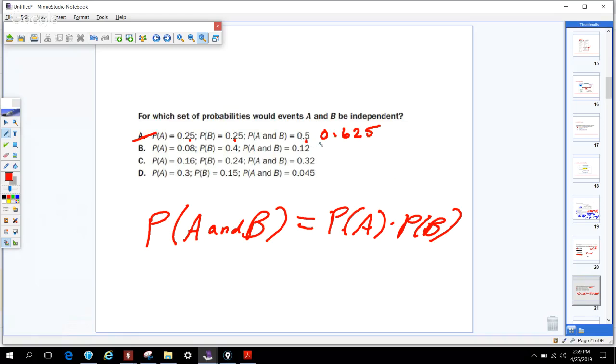When you multiply 0.08 times 0.4, you get 0.032. Does that equal 0.12? No. When you multiply 0.16 times 0.24, you get, trick question, 0.0384. Does that equal 0.32? No. So it's got to be the last one, and when you multiply it, you get this number. This is a formula on the formula sheet.